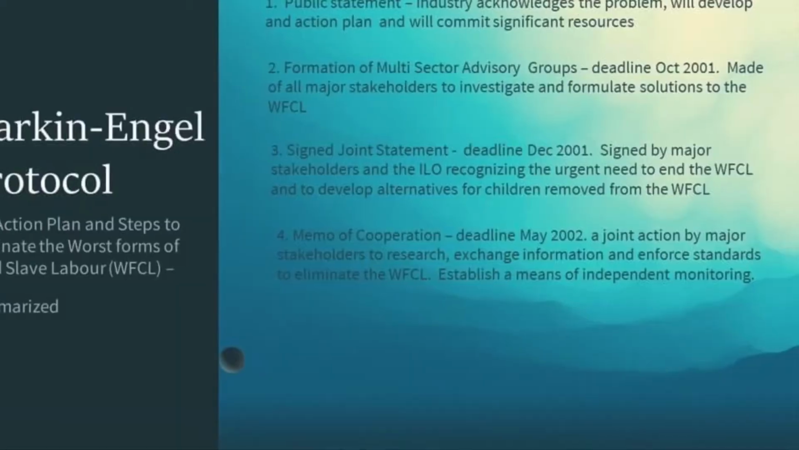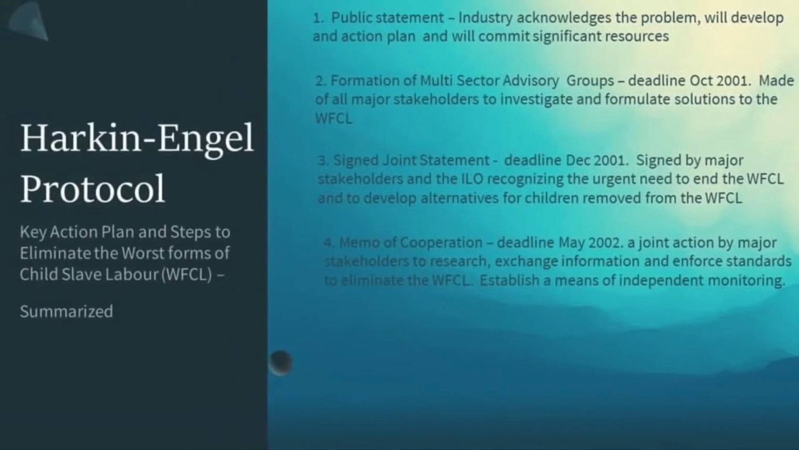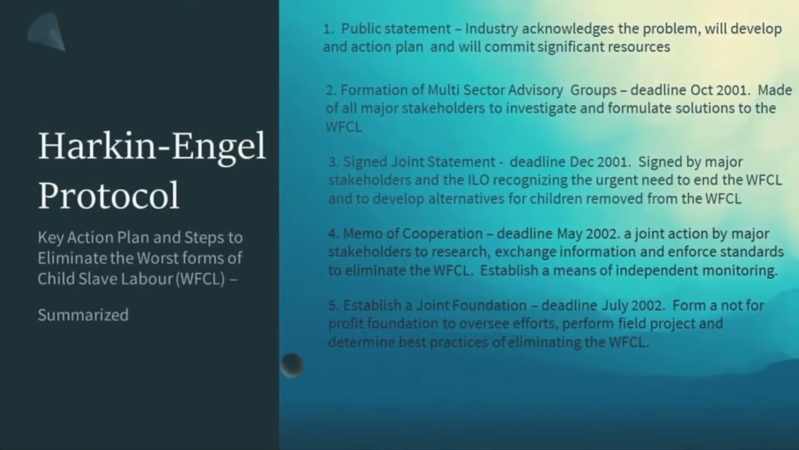Number 4, a memorandum of cooperation. This was to be established by May 2002. So this was a joint action of research, information exchange, and action to enforce standards to eliminate child slave labor. Number 5, a joint foundation. The foundation was to be by July 2002 to oversee efforts to eliminate the worst forms of labor. So it would promote field projects and act as a clearinghouse for best practices.